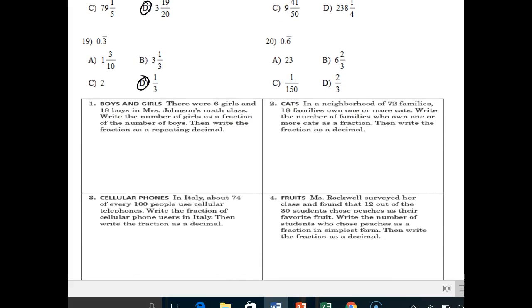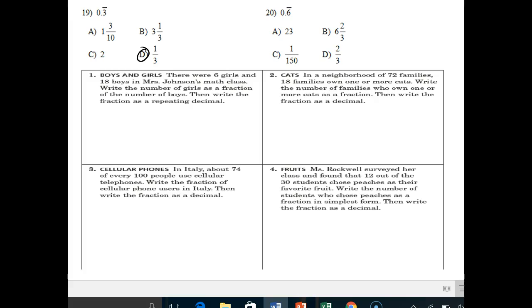Number 1, there were 6 girls and 18 boys in Miss Johnson's math class. Write the number of girls as a fraction of the number of boys and write that fraction as a repeated decimal. So 6 to 18. Now we first simplify this, dividing both by 6, and what do I get? I get 1/3. It said write that as a repeating decimal. What's 1/3 as a repeating decimal? It's 0.333 repeated, or just 0.3 repeated.